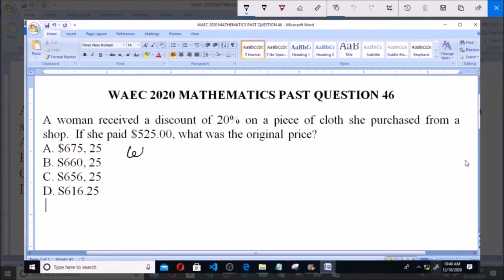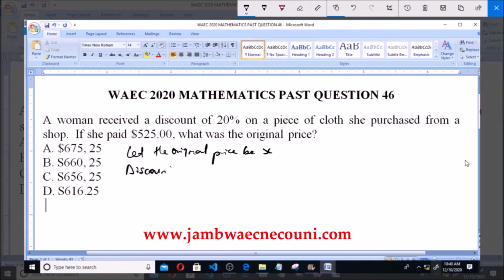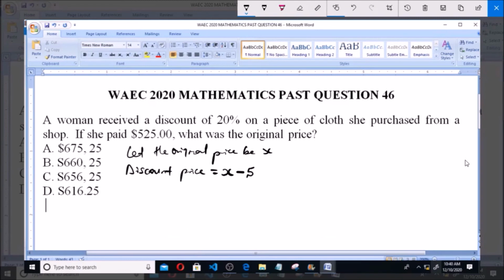Now let the original price be X. Now the discount price is equal to X minus 525. Now the purchase price is equal to $525. Remember, they say if she paid $525, so this was the purchase price, the price at which she bought the item, and then the discount price is the original price minus the purchase price.